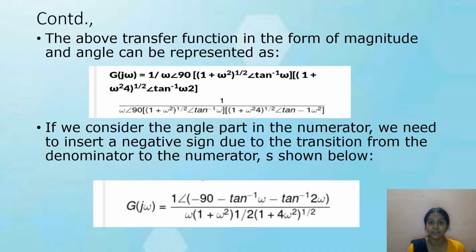The above function in the form of magnitude and angle can be represented as G(jω) = 1/ω ∠90°. We can write this transfer function in the form of magnitude and angle as shown in the slide. If we consider the angle part in the numerator, we need to insert a negative sign due to transition. As we move from the denominator to the numerator, before the angle we give the negative sign.